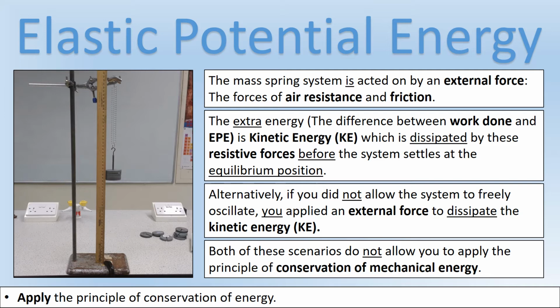The other way you might have done this is that you held the mass until you found the equilibrium position, so you didn't even let it oscillate. In those circumstances, you are applying an external force to the system, so you are dissipating the kinetic energy it would have gained. So both of these things mean that the expression of conservation of energy we used earlier was incorrect. So let's dig into that a little bit more.